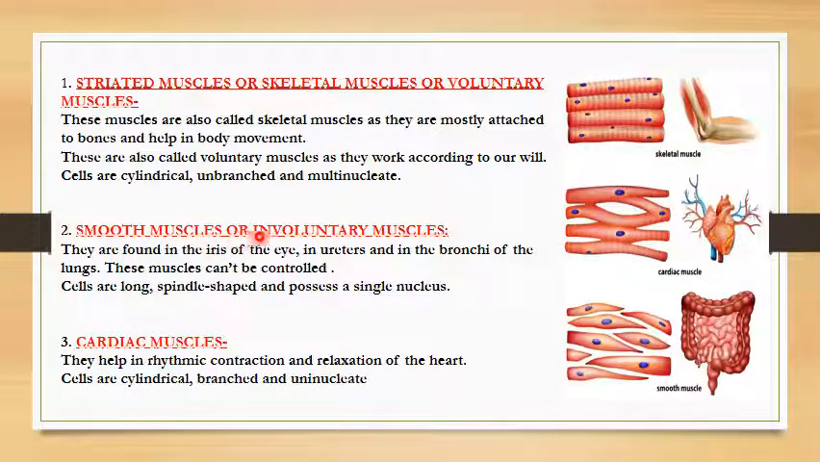2. Smooth muscles or involuntary muscles. They are found in the iris of the eye, in ureters and in the bronchi of the lungs. These muscles cannot be controlled. Cells are long, spindle-shaped and possess a single nucleus. 3. Cardiac muscles. They help in rhythmic contraction and relaxation of the heart. Cells are cylindrical, branched and uninucleate.